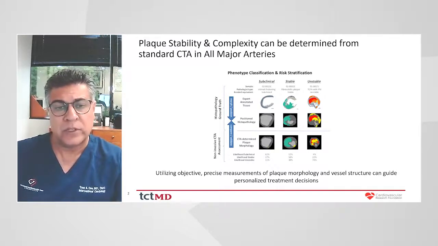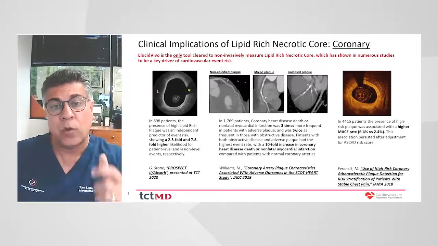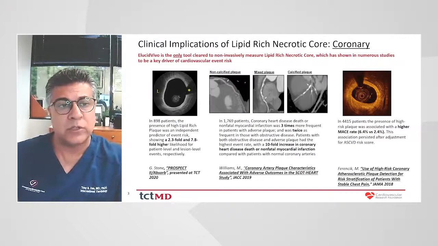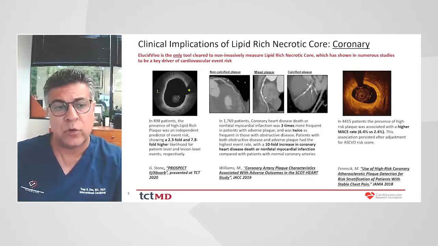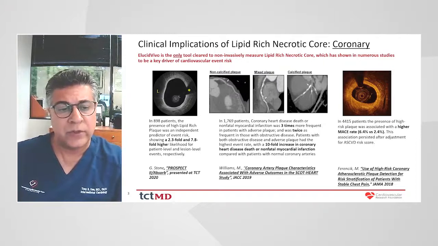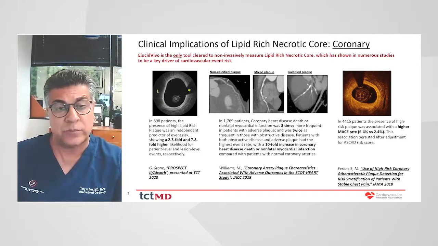The point of this is that we want to take that information and then extrapolate it into the vascular space. We know that from the coronary space, this is a tool that's cleared to measure things that are very important to identifying risk, including lipid-rich cores, et cetera. And Greg and others have identified trials in which this was elucidated, the Prospect trial, as well as some of the others that you see here.